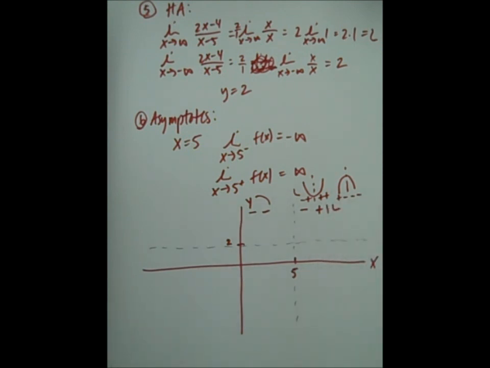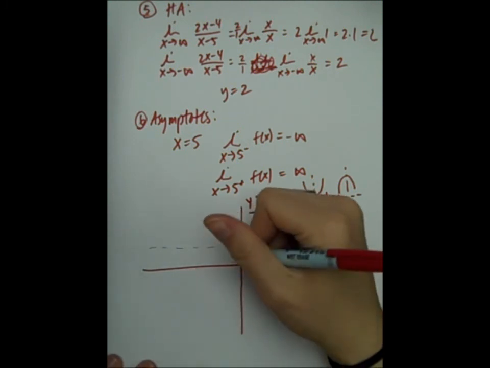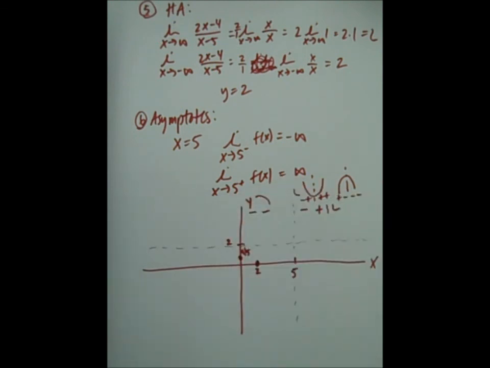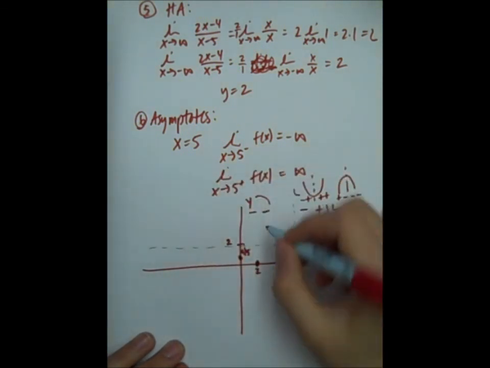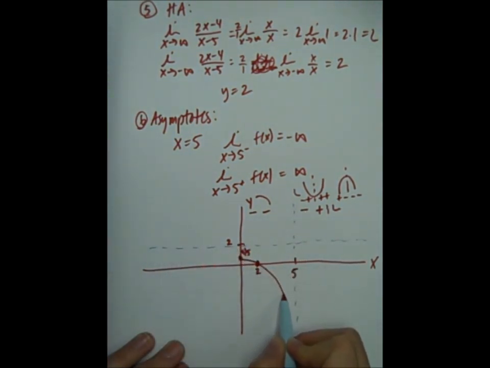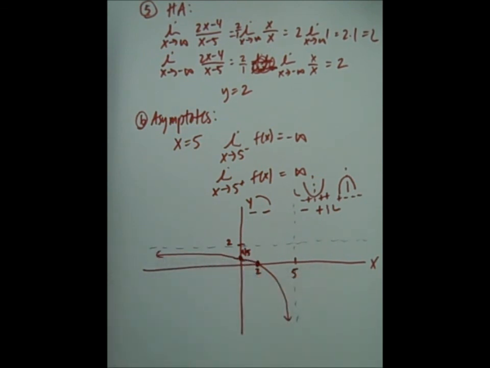Now let's plot our points. So I'm going to plot my x-intercept. My x-intercept here was (2, 0). And my y-intercept was (0, 4/5). Now we can plot this. So I know that it has to go through these two points and it has to have this general shape. Also it goes towards negative infinity here because I have an asymptote. And since the horizontal asymptote is this line, I have to approach that. So let's see if I can get this. So there's the curve to the left of 5.